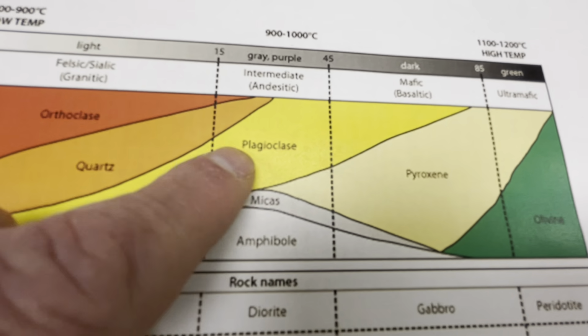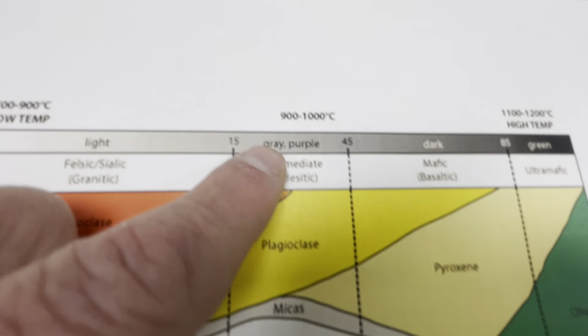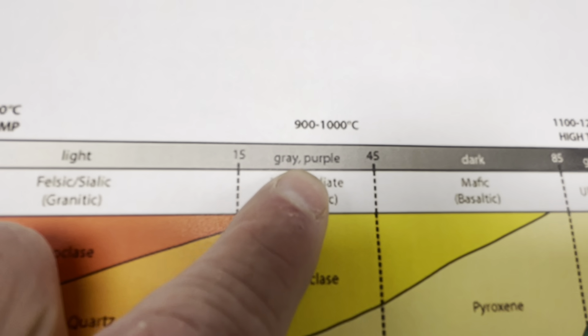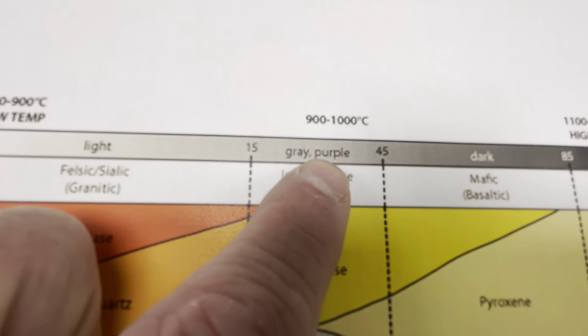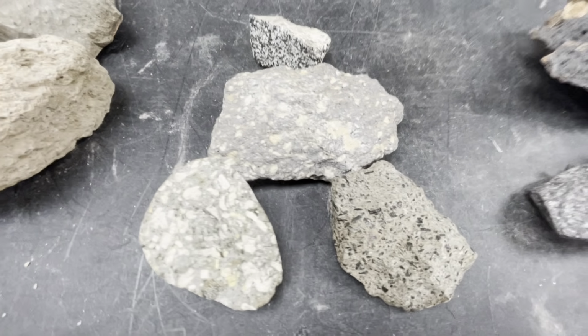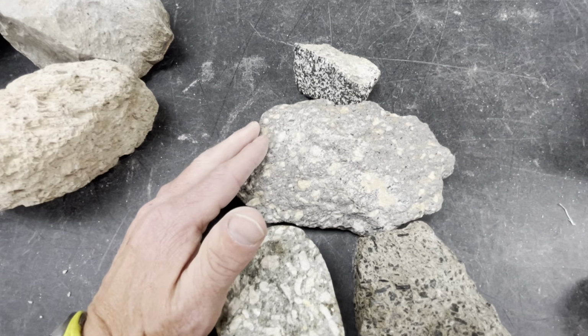So you can kind of see the distribution of, and you can kind of see that overall it might give you kind of a medium gray. It says purple here, but gray is probably the more common color here. Overall kind of medium gray shade there. And so these are all intermediate rocks.